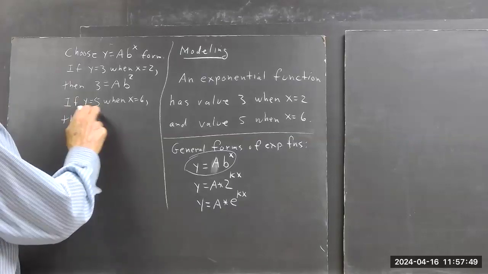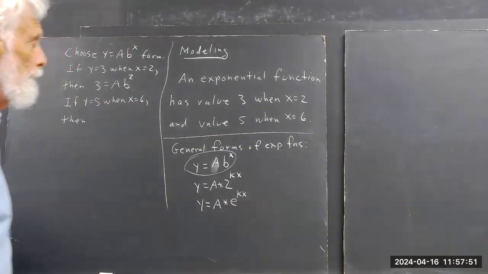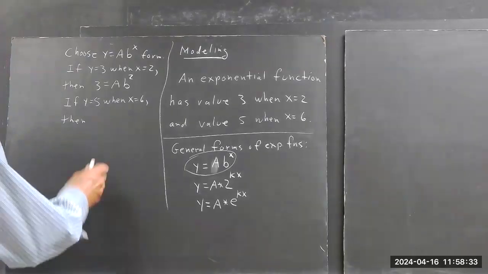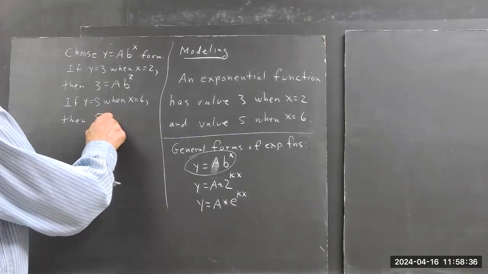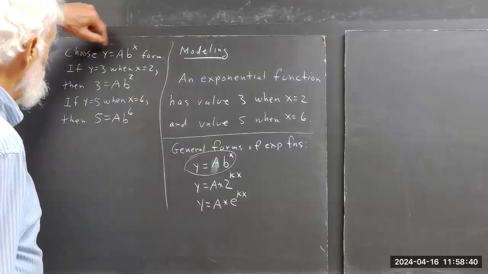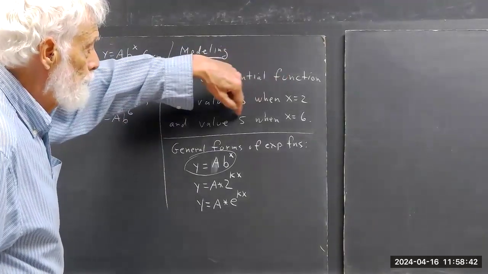If y equals 5 when x equals 6, then what can you write? So that gives you 5 equals a b to the 6, because we're replacing x and y with the values that go together.